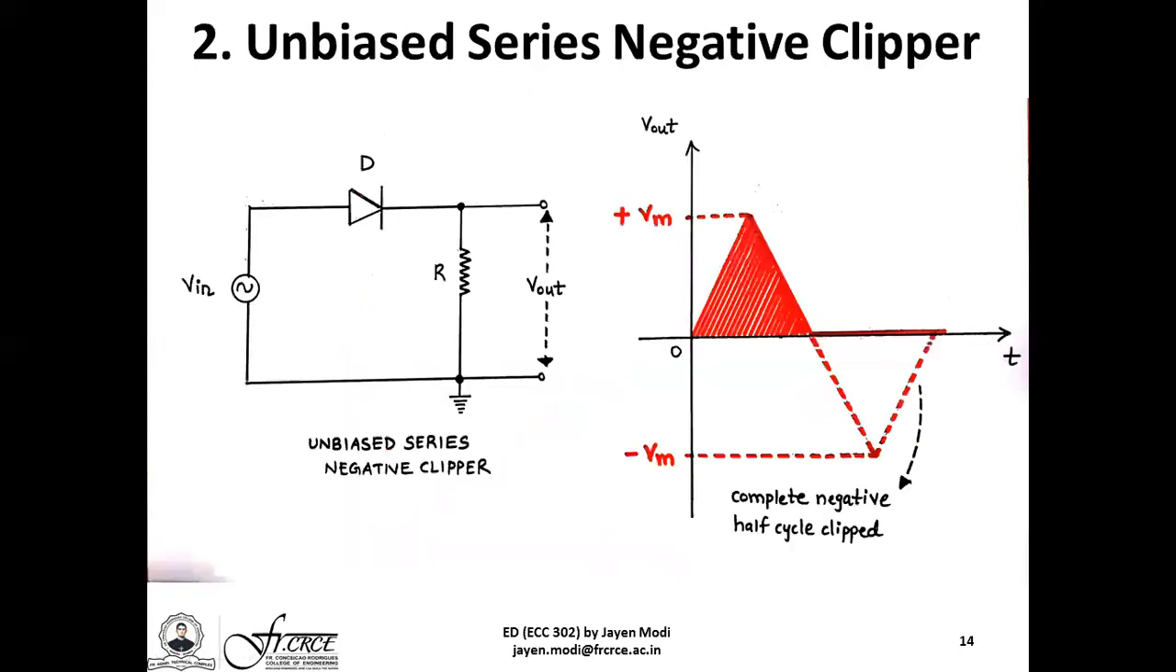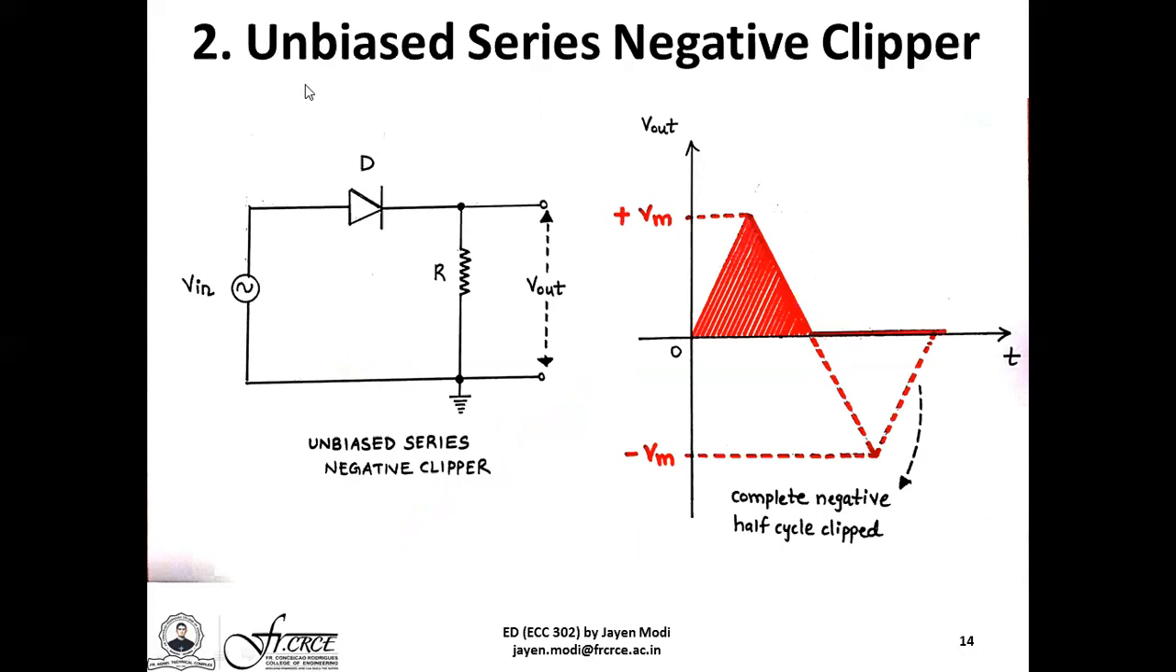The second one is the unbiased series negative clipper. Comparing the diagram with the earlier case of the unbiased series positive clipper, the only difference you observe is that the diode connections are simply reversed. Here we have the anode connected towards the left side, the cathode connected towards the right side.